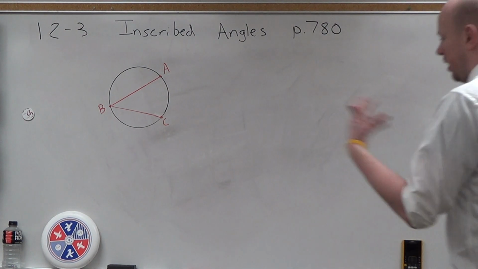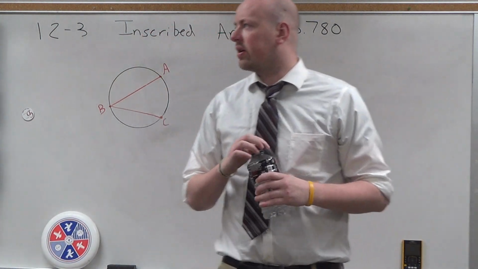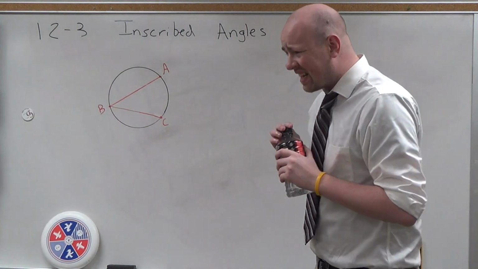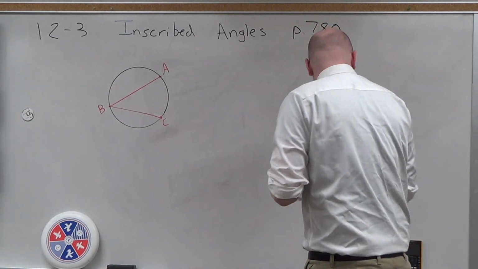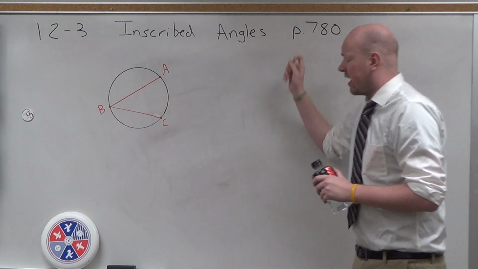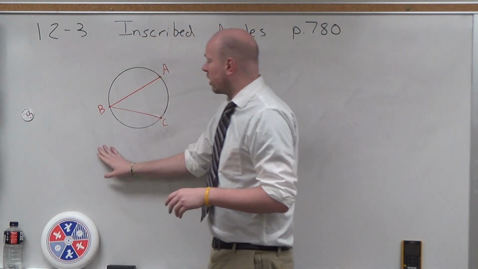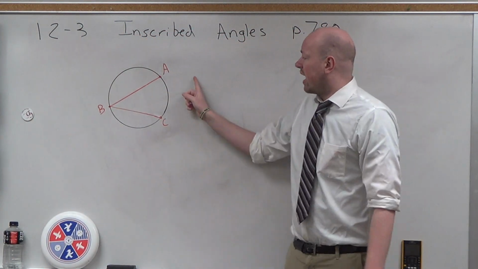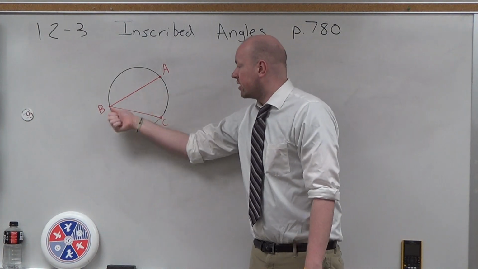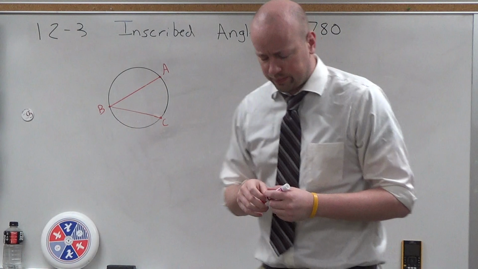So geometry, start of week 2 of coronavirus instruction online. Today we're going to do 12-3, which is entitled Inscribed Angles on page 780, if you want to follow along in your textbook. Now I'd like you to start with just drawing a circle and having 3 vertices, A, B, and C, and then just connect A and B, connect B and C so we have an angle in there.